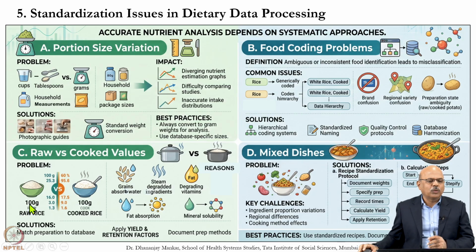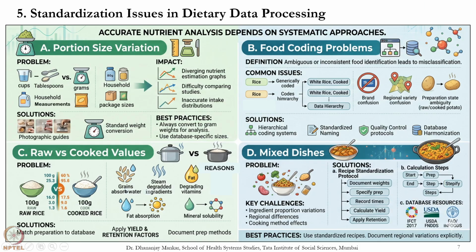Raw versus cooked values are very different. You may have values for raw rice per 100 grams, and cooked rice may have a lot of variation. Grains absorb water, steam degrades the ingredients and degrades the vitamins. That's the reason for the differences between cooking versus steaming, fat absorption and minerals. So what is the solution? Match preparation to the database and document it properly.